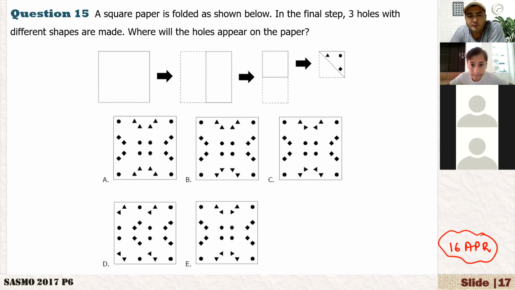So now we have one paper. First, we folded, right? That's our first fold. And after that, we folded again, and again, we folded again here. So now that is the last part, it's a triangular shape, right?